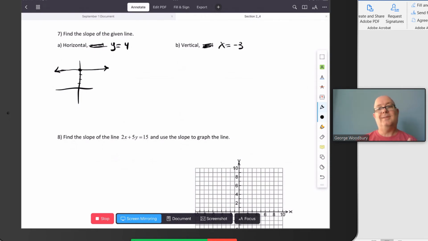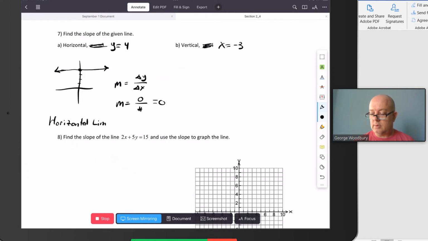And so when we go to figure out the slope, the change in y is 0. So if we think of slope as change in y over change in x, I know it's going to be 0 over some non-zero number, if I'm picking two different points for x. And 0 divided by a non-zero number is 0. So horizontal lines have a slope of 0.